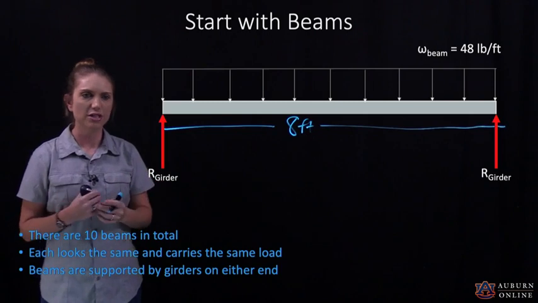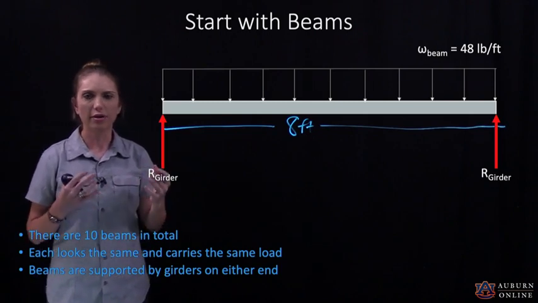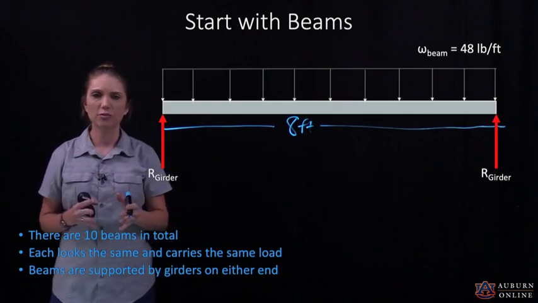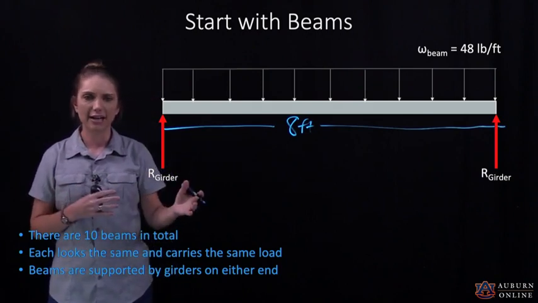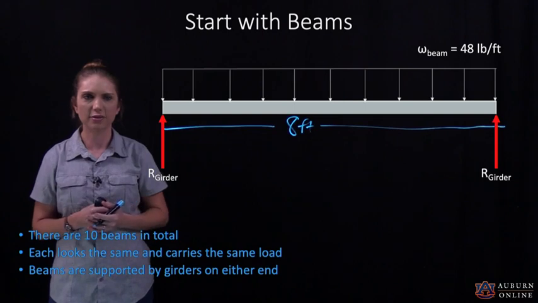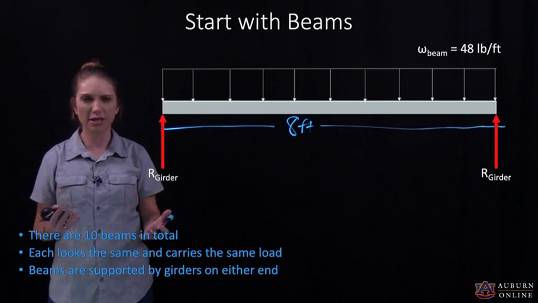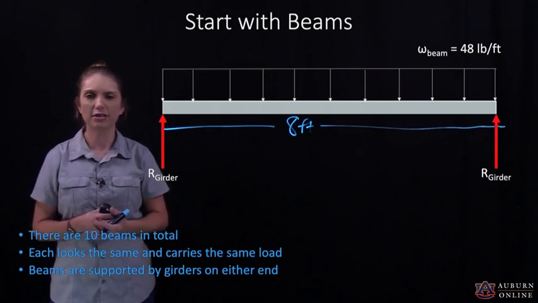When we have a situation like this where we have a beam or a girder, any horizontal element like this that has a uniform load across the entire object, here we've got 48 pounds per foot over the entire beam. We don't have any point loads on the beam or any other unique loads to deal with.